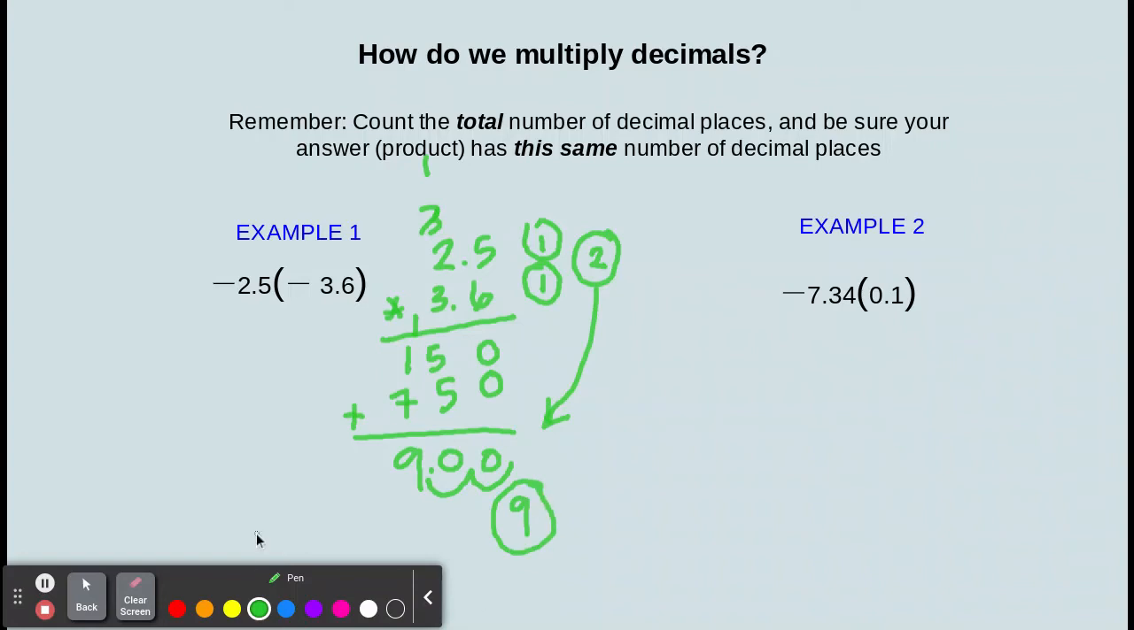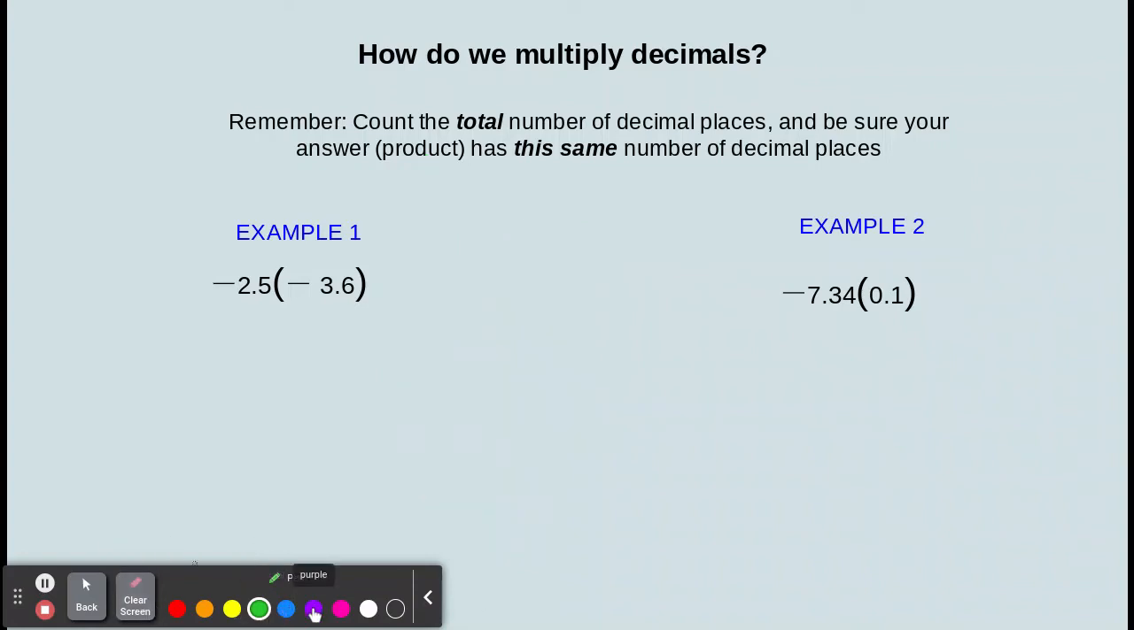Okay, let us look at this other one really quick. Here we have 7.34 times 0.1. Okay, ignore the decimal places for now and let's just do our multiplication. 4 times 1 is 4. 3 times 1 is 3. 7 times 1 is 7.